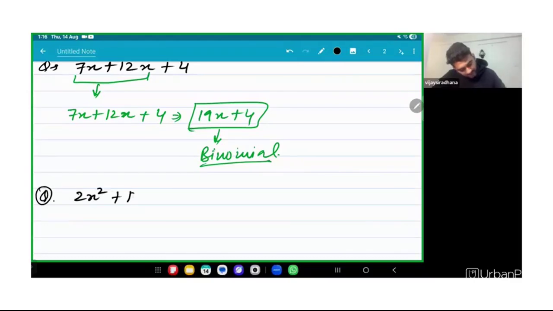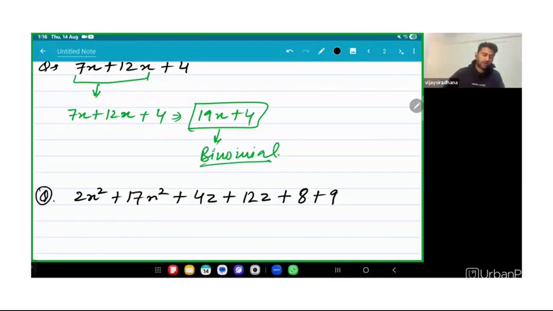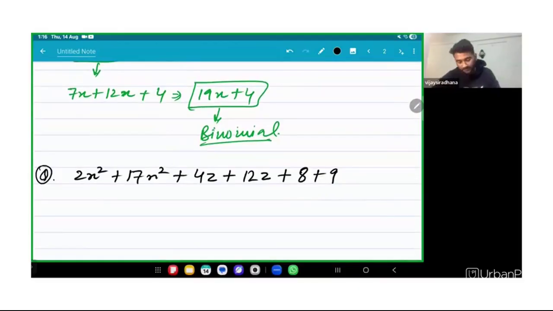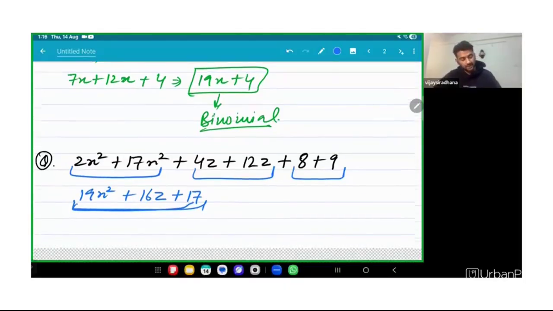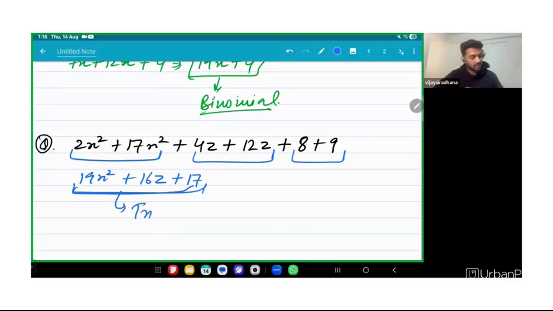In the same way, suppose you get one more question: 2x square plus 17x square plus 4z plus 12z plus 8 plus 9. So again, there are a few like terms. First of all, we need to solve it. So this like term, this like term, and this like term. If we perform the operation over here first, we get 19x square plus 16z plus 17. Now no further operation is possible because no further like terms are there. So this one will be the trinomial.